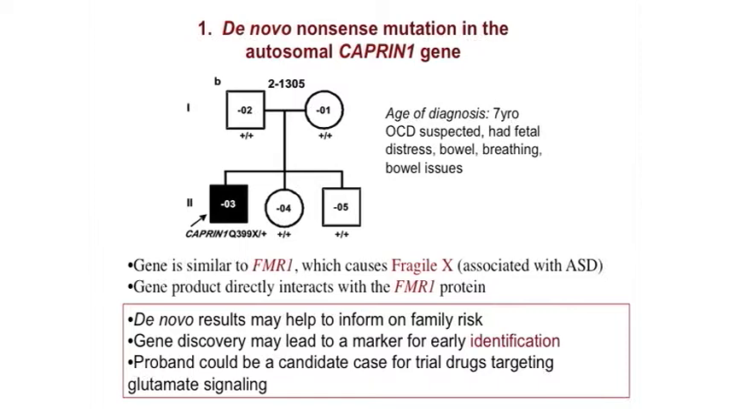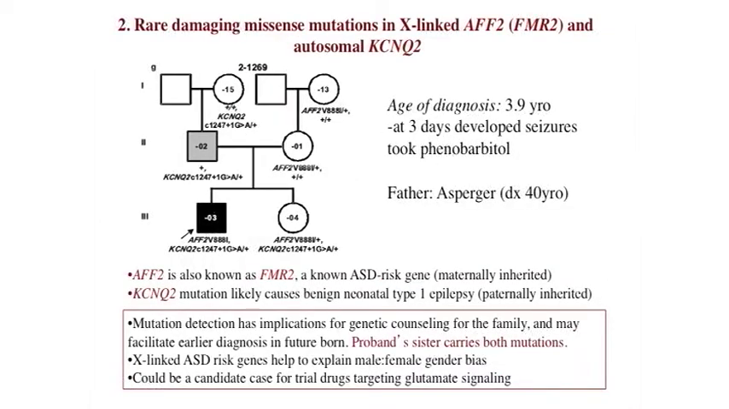There's also OCD, fetal distress, bowel and breathing problems, and this de novo mutation was identified, which we've now found in 2 unrelated cases with mutations in the same gene in another study where we've done sequencing. So we think that this result, had we had it earlier, may have informed on family risk in this family. The gene discovery would have potentially led to earlier identification. And regarding stratification in clinical trials, for example, this family might be identified for glutamate signaling molecules in these types of clinical trials. And the second example is a little bit more complex.